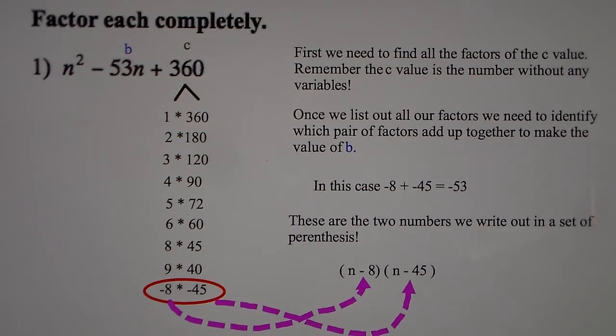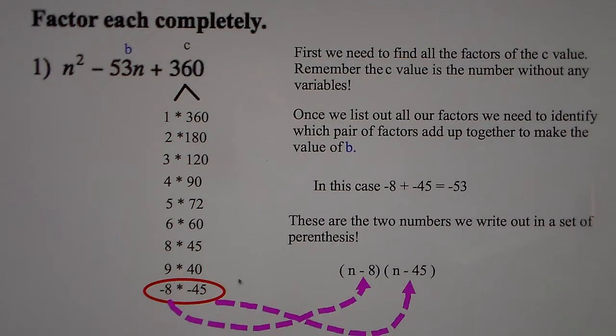All right, looking at problem number 1, we have n squared minus 53n plus 360. What we're going to do is try to factor this quadratic equation down. First, we're going to need all the factors of the c value, meaning this sign and number here at the end. We're going to find all the factors of that number. Once we list out all our factors, we need to identify which pair of factors add up together to make the value of b, which is negative 53 in this case.